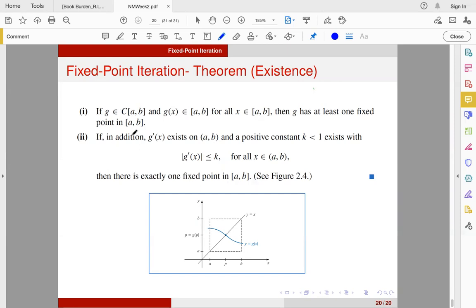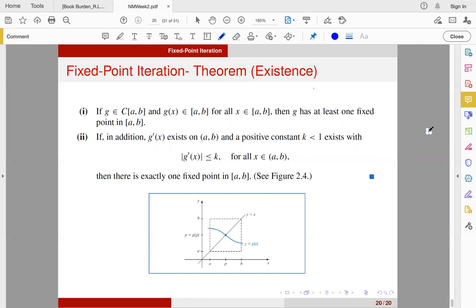Jadi ada dua syarat ya. Apabila dipenuhi dua syarat ini, maka, at least continuous ya. Kalau continue dia punya fixed point. Kemudian in addition, if you have another requirement like this satisfied, it also will have the fixed point. So as you can see, the function being continuous is satisfied to guarantee that the function has a fixed point.